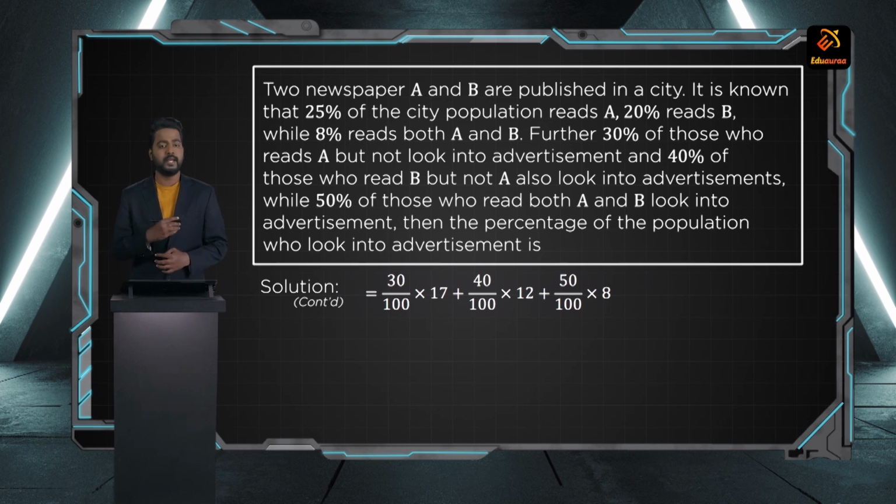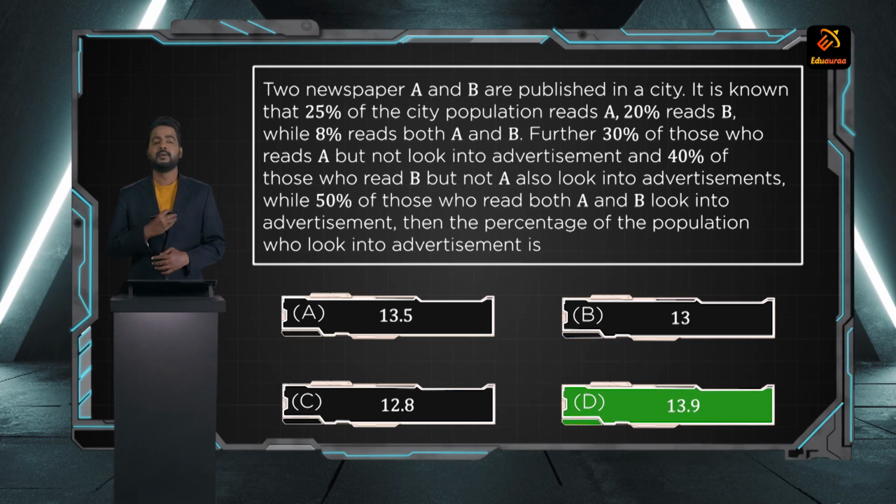On further solving, it will be equal to 51 upon 100, that is 5.1, plus 40 into 12 will be equal to 480. 480 upon 100 will be equal to 4.8, and 50 into 8 will be equal to 400. So it will be 4. So 4.8 plus 5.1 plus 4 will be equal to 13.9. So the option which is correct is option D, 13.9%. Understood? Moving further to the next question.